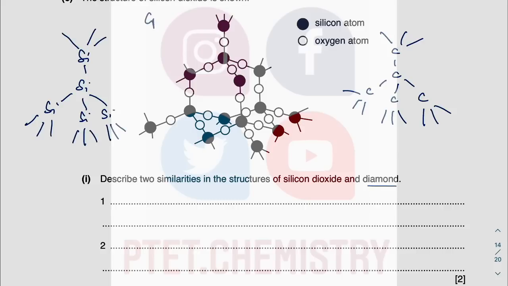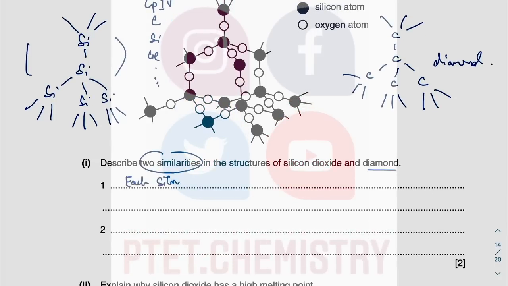In your group 4, you have carbon, silicon, germanium, and so on. 4 outer shell electrons, right? Same structure, giant molecular structure. This is silicon dioxide. What has happened? You have an oxygen in between each silicon. Each silicon is still bonded to 1, 2, 3, 4. Each carbon is bonded to 1, 2, 3, 4. This is diamond, this is not graphite. I'm just showing you this to compare the structure, but you just need to know this and this for this particular question. Two similarities.